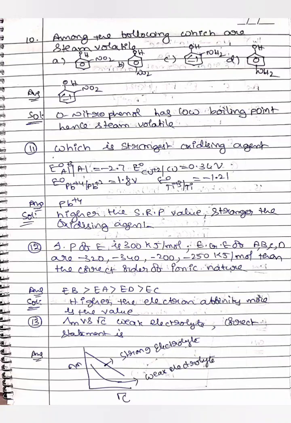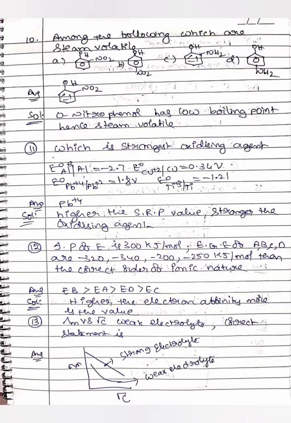We know higher the SRP value, stronger is the oxidizing agent. Very easy question, and as I said already, all these models are already covered in the previous sections. So all these question papers are very useful even for phase 2.